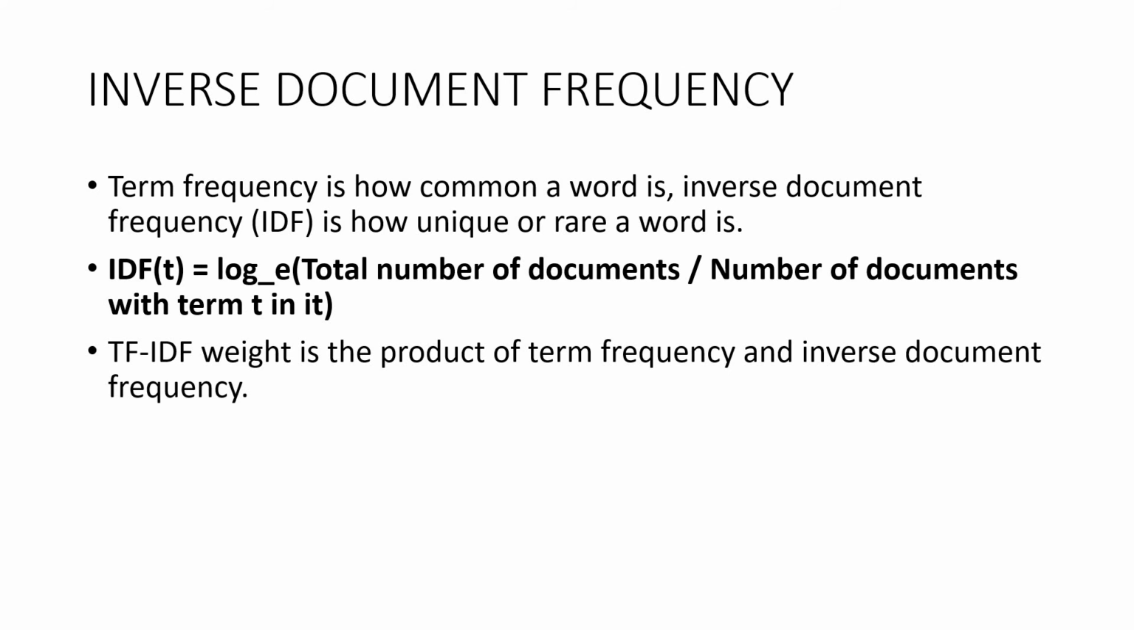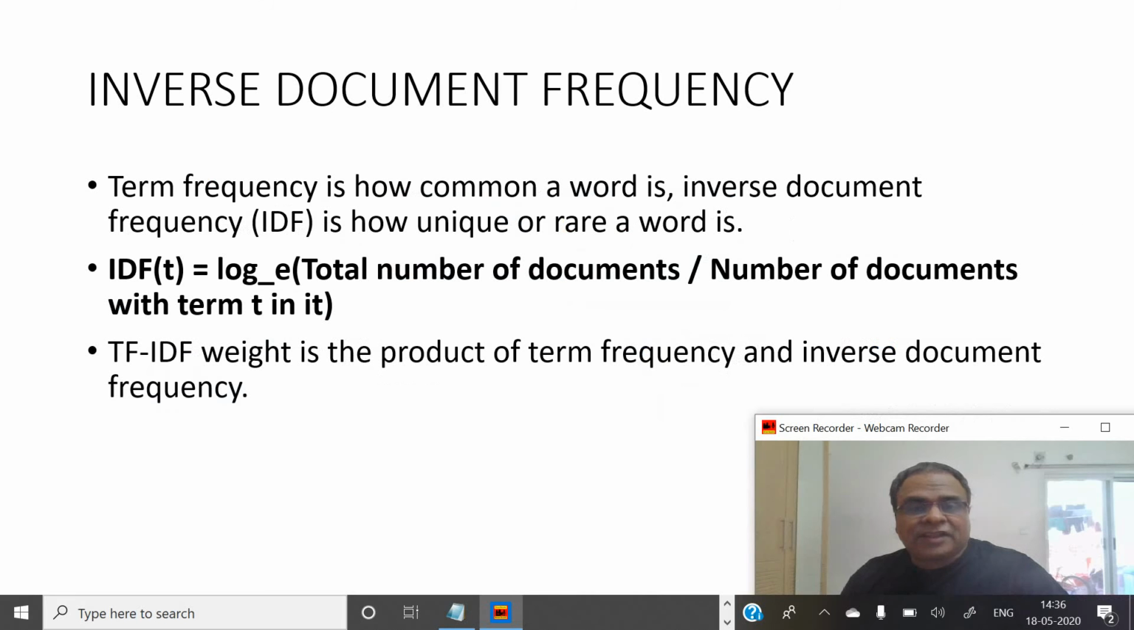Another really important point you need to understand is the inverse document frequency. What is inverse document frequency? We already discussed that term frequency is how common a word appears in a document. Inverse document frequency, IDF, is how unique or rare a word is. The equation for inverse document frequency is the logarithm of the total number of documents divided by the number of documents with term T in it.